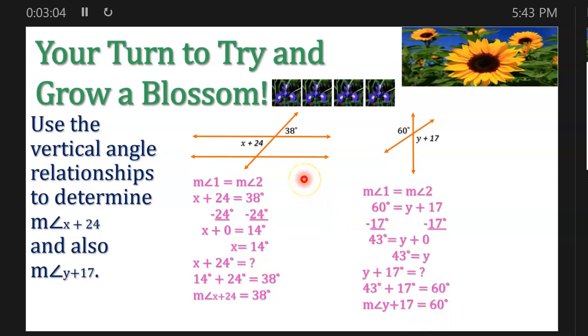Now, if you know that these are vertical relationships, then you know that this angle has to be 38, just like this angle. And this angle has to be 60, just like this angle, because you know vertical angles are equal. However, when you're doing math problems and they're asking you to show your work, you do need to show that you know how to set that up, okay? Because not all of them are this easy. So just make sure you know vertical angles are congruent. They're equal to one another.